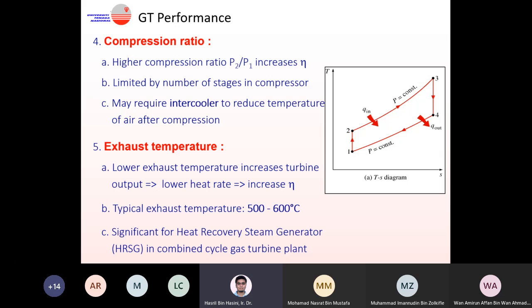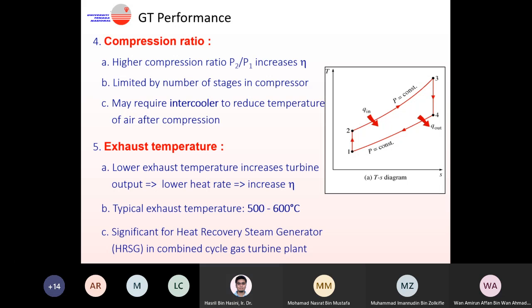So typically, the exhaust temperature that goes out from our gas turbine is high, 500 degrees Celsius to 600 degrees Celsius. This is quite a high temperature. If we are applying it to an open system or open cycle, you imagine you are releasing exhaust gas at 500 to 600 degrees Celsius. This is equivalent to very, very high enthalpy. So actually you are wasting the energy. That's why it is best if we can adopt the combined cycle.